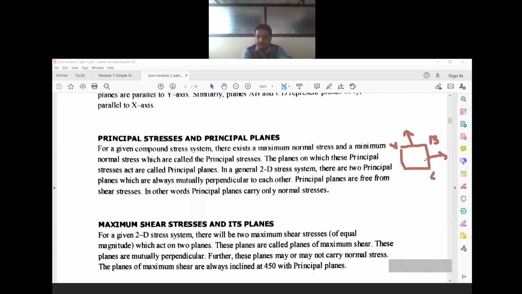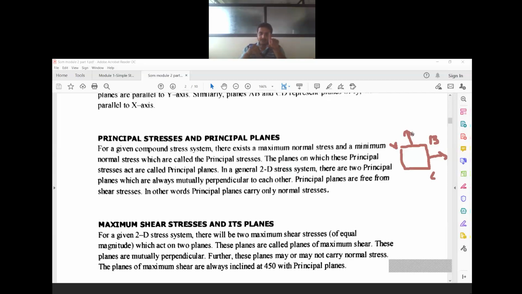So these two are perpendicular, and then we don't have any shear stresses. So the planes AB and BC are called principal planes. Okay. So in plane AB, the stresses may be maximum, and in plane BC, stresses may be minimum. Otherwise, stresses may be maximum at plane BC and minimum in plane AB.